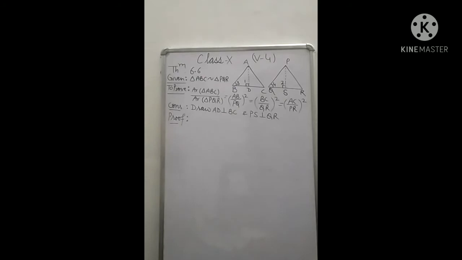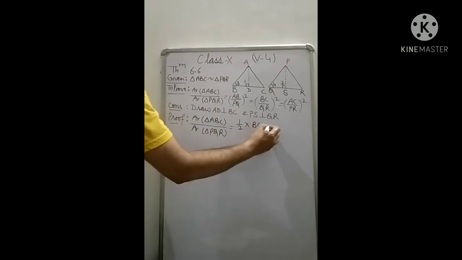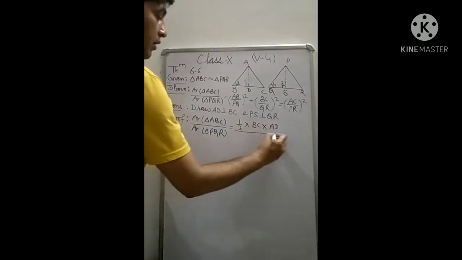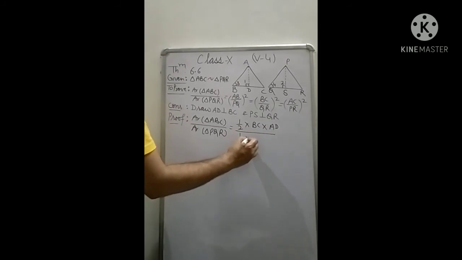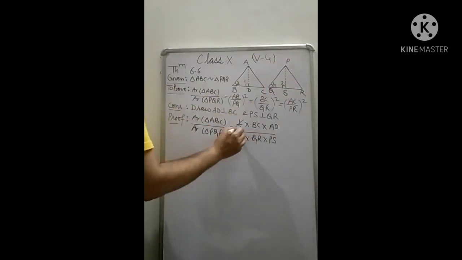First of all, take the areas. Area of triangle ABC upon area of triangle PQR. So what is the area of this? BC is the base and AD is the perpendicular. It will be half into base, that is BC, into perpendicular, it is AD, upon half into base, it is QR, into height, it is PS. So these two halves are cancelled out.